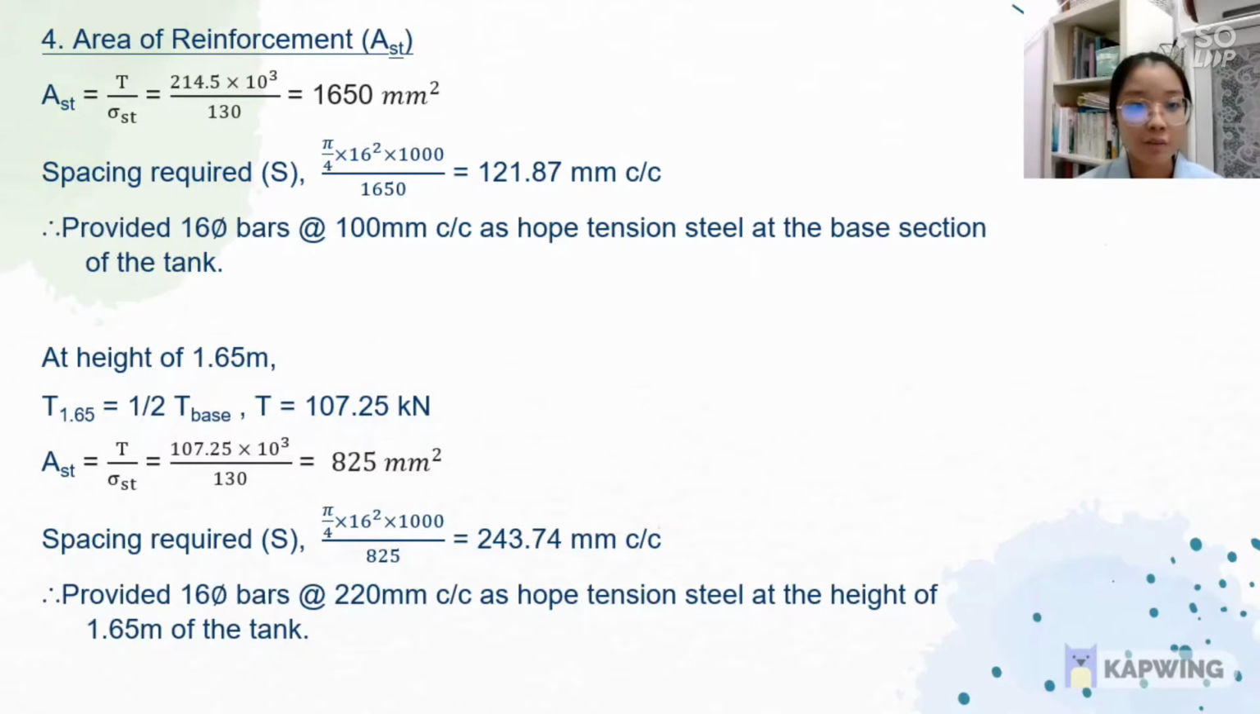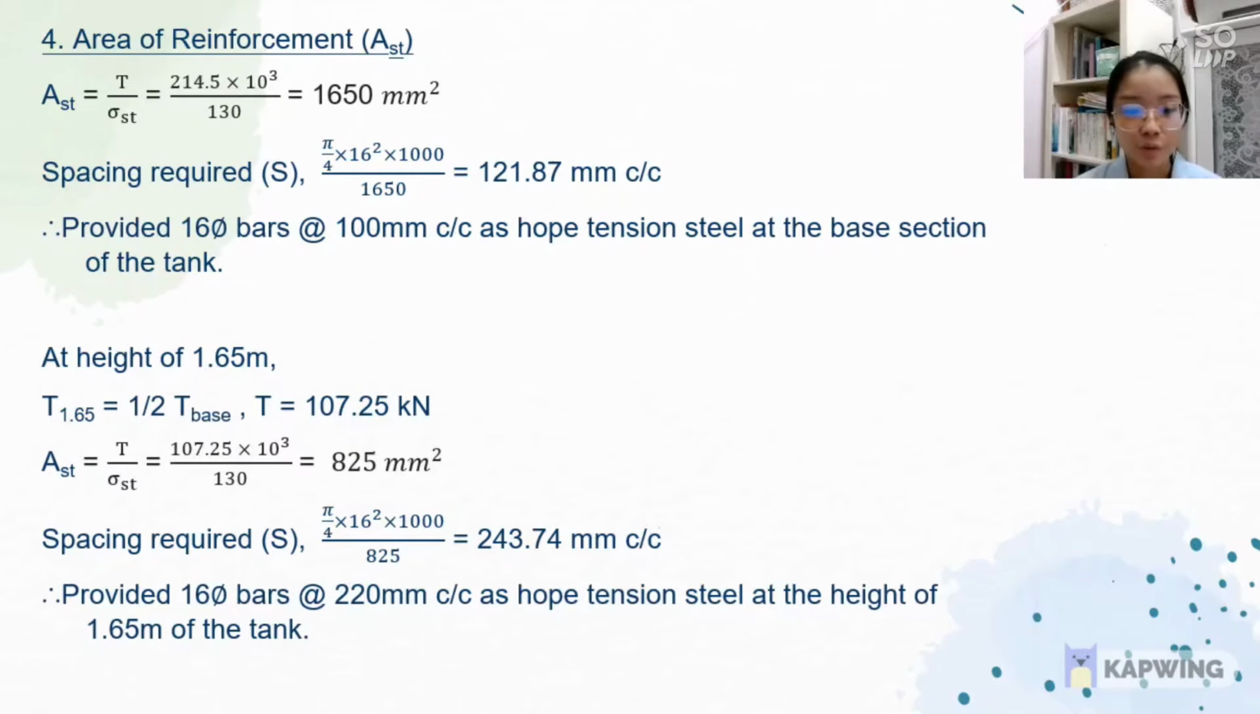And in this area, we will use the bar with diameter 16 and apply it with 100 mm center to center as hook tension steel. Meanwhile, at height of 1.65 meter, the tension is half of the tension at base, and we can find the AST by using the maximum tension hook divided by the permissible stress of steel, and it gives us a result of 825 mm². Next, we find the spacing required for the reinforcement, which is 243.74 mm center to center.